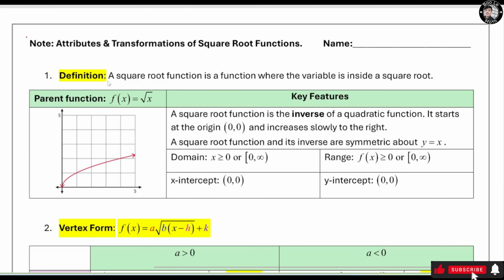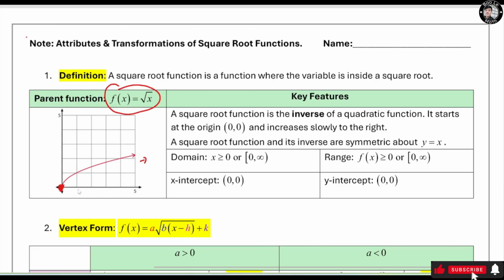Hello everyone, in this video we're going to talk about the square root functions. A square root function is a function where the variable is inside the square root, right? Now, a square root function is the inverse of a quadratic function. It starts from the origin and increases slowly to the right, right?